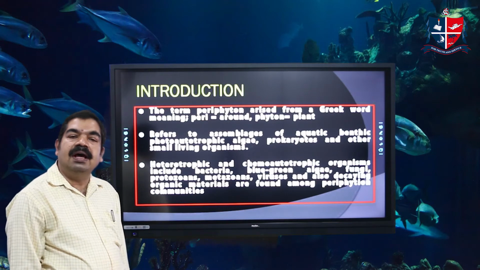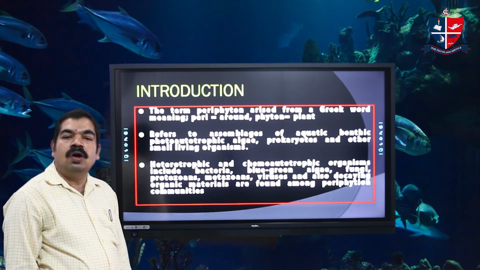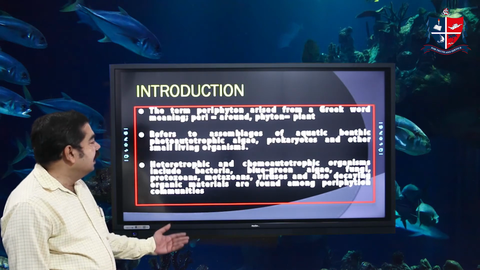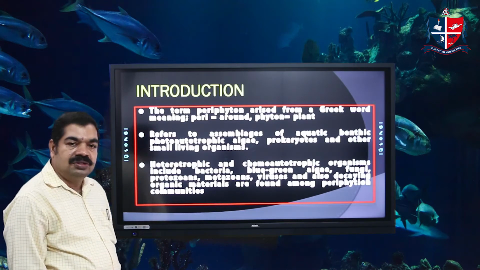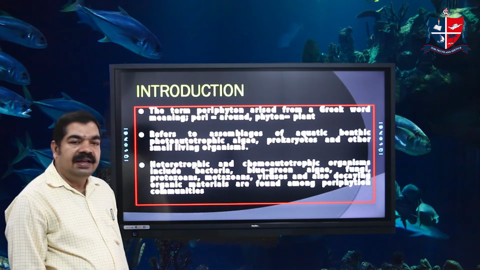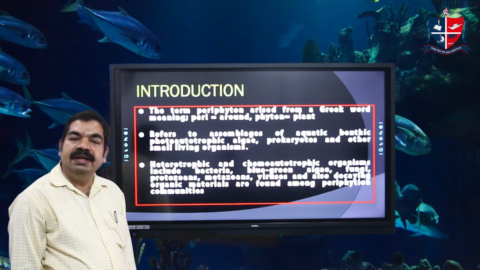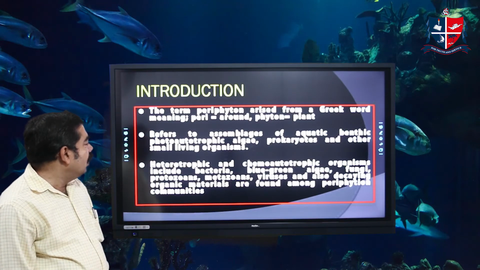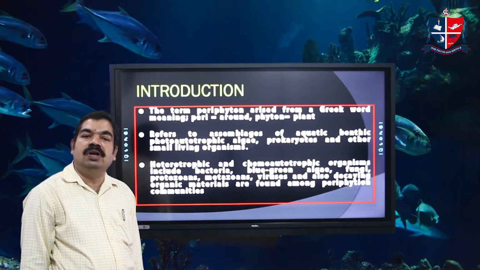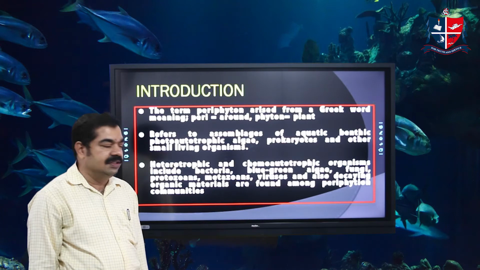So the periphyton is a complex association of different organisms, including different photoautotrophs, that is the photosynthetic plants or algae, and also different prokaryotes and other small living organisms. So it is a complex association of all these organisms. That is what is called the periphyton.